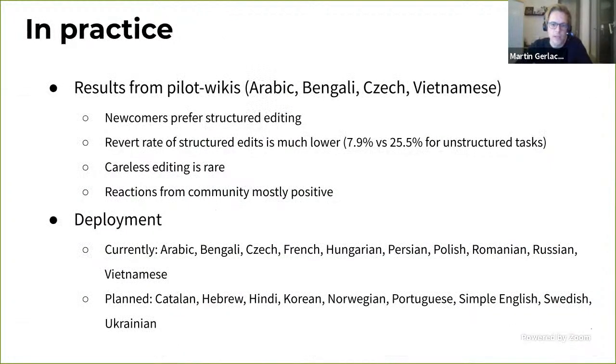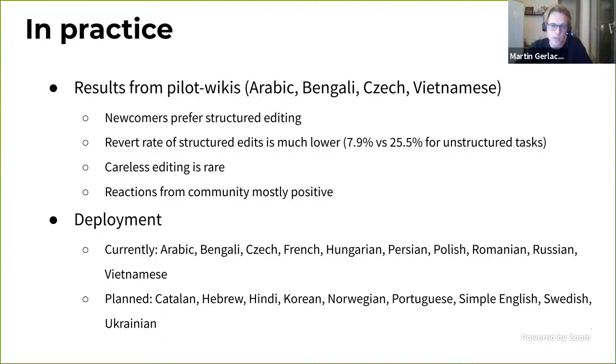The final question then is, when the newcomers use this interface, did it work in practice? And I'm presenting here summary results from 4 pilot wikis in which this was deployed: from many thousand edits, newcomers prefer the structured editing over unstructured editing. The revert rate of the structured edits is much lower. So it's 7.9% versus over 25% for unstructured tasks.